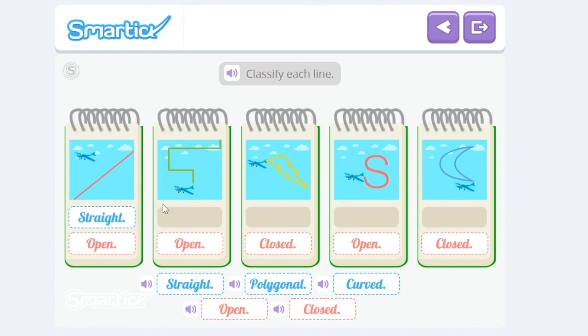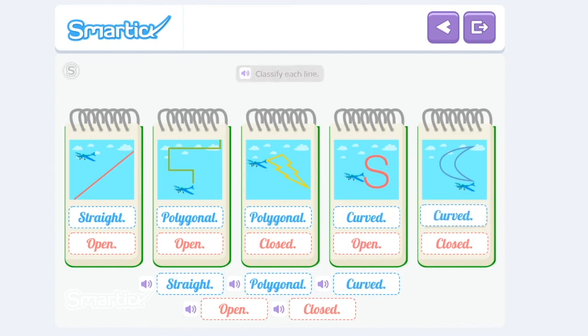This one isn't straight. I think it's polygonal because there's different segments joined together, so that's polygonal. This one's also polygonal because there's different segments that are joined together, but it's a closed polygonal line. This one is curved for sure. And this one's also similar, and it's curved.